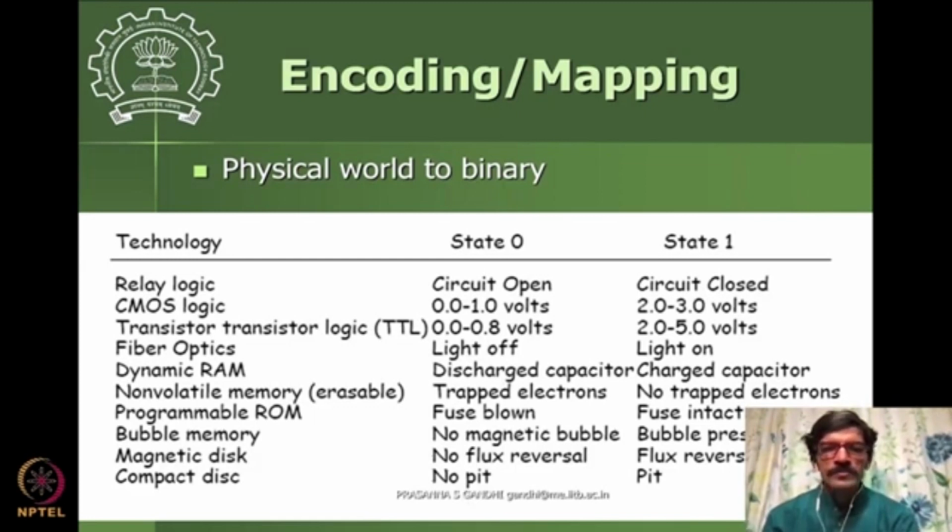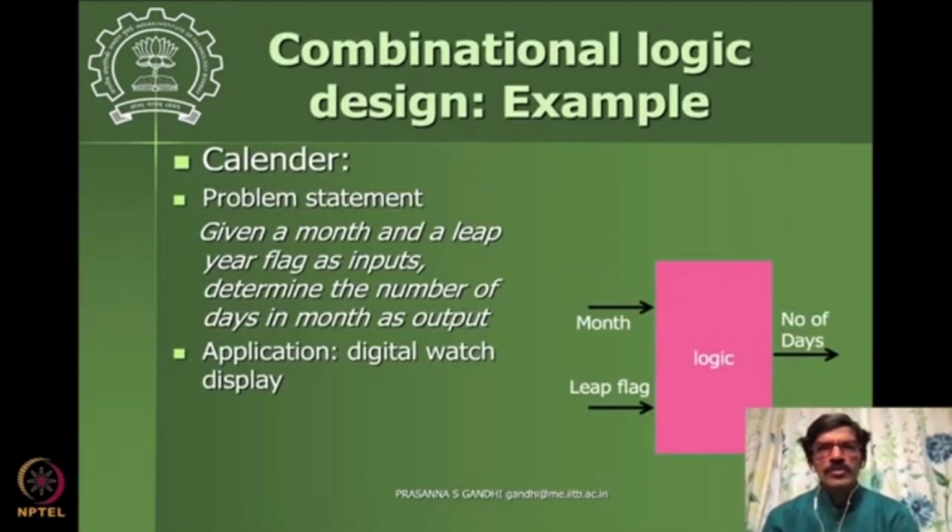Now we want to design, for example, a combinational logic for a calendar kind of problem. If this is given, how do you come up with a circuit consisting of these gates, typically different AND gates, OR gates, or some other kind of gates, and solve this problem?